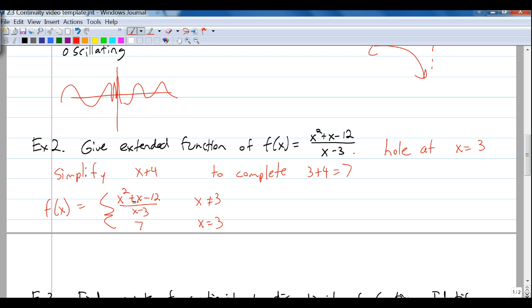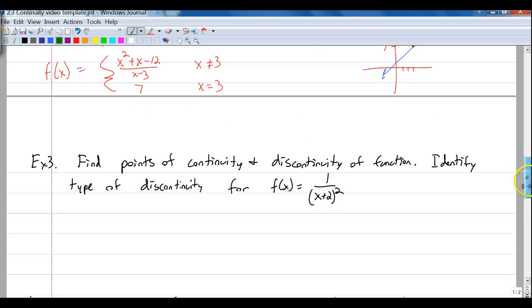And by doing that, I have now basically filled in the hole. Basically what this looks like is at 3 we had a hole up at 7, so my piecewise function looked like this, and then all of a sudden I'm now saying, but at 3 I want 7, and by doing that we fill in the hole and made it continuous. Okay, so that's the extended function.